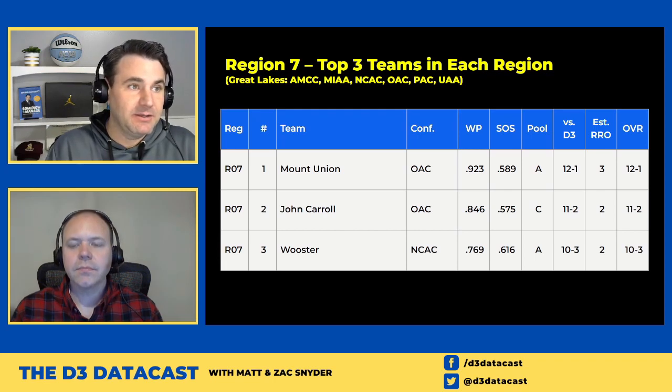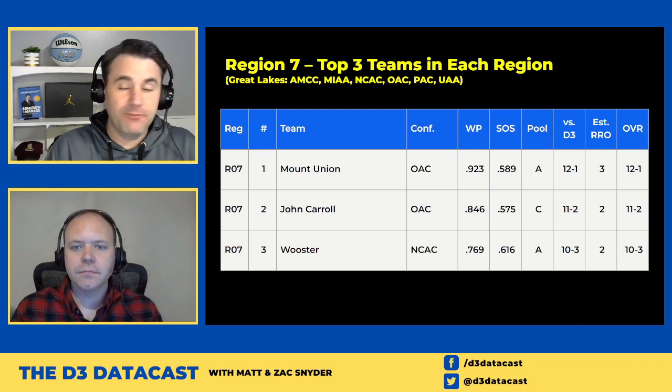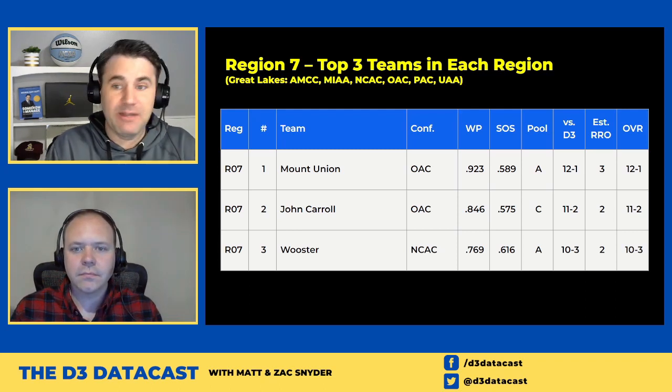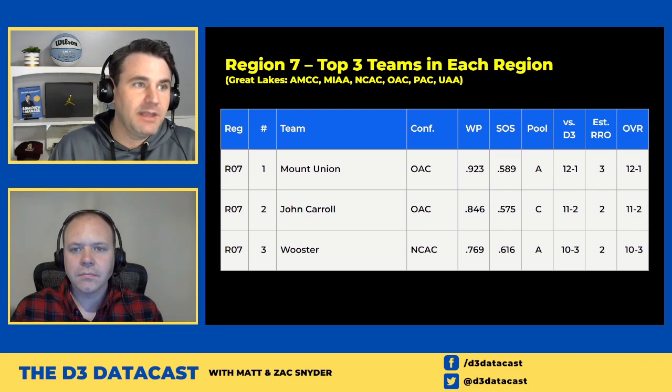And I think, if you're looking for a fourth team in this region, that would be next on the list. I think you'd come up with Trine out of the MIAA. Their SOS is a little bit lower than you would like, but they have a very strong winning percentage, .923. So they might be checking in just below Worcester here as number 4.